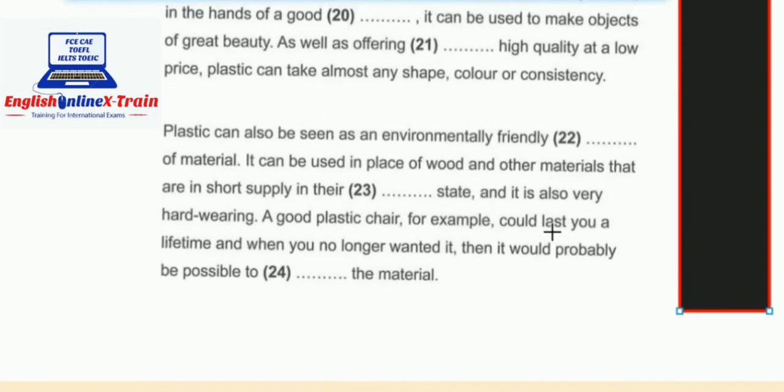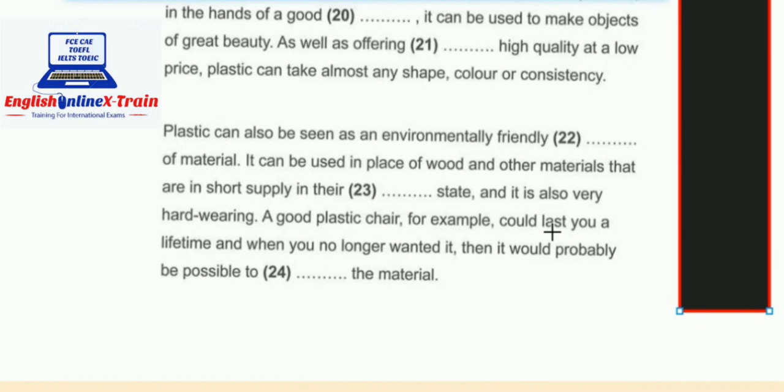Plastic can also be seen as an environmentally friendly of material. It can be used in place of wood and other materials that are in short supply in their state. And it is also very hard wearing. A good plastic chair, for example, could last you a lifetime, and when you no longer want it, then it would probably be possible to dematerial.